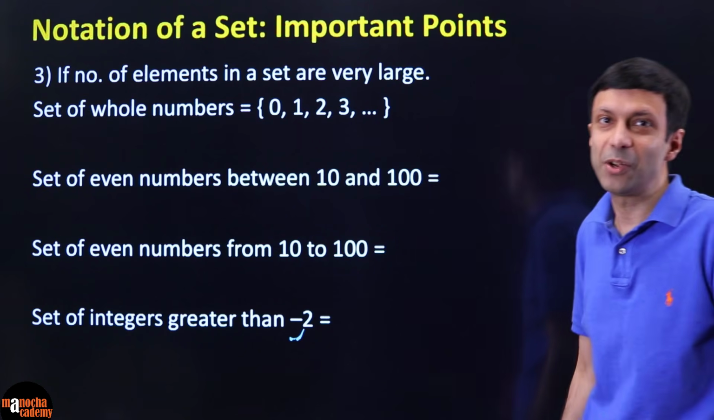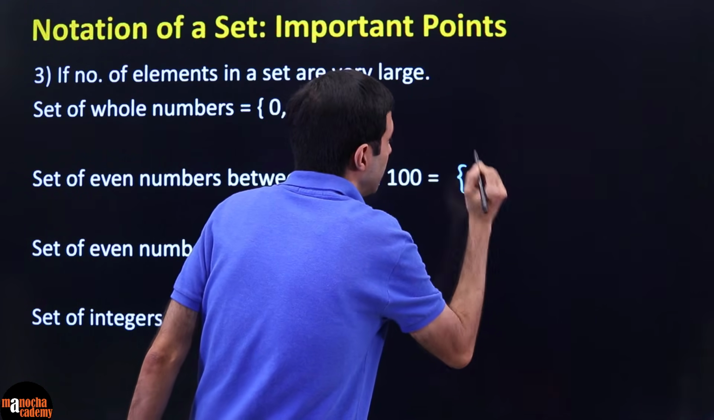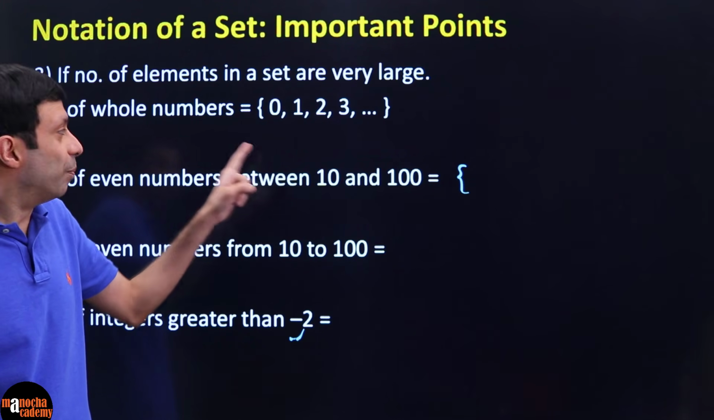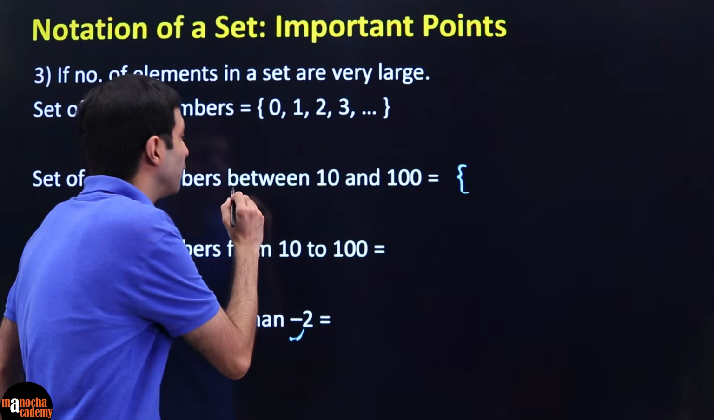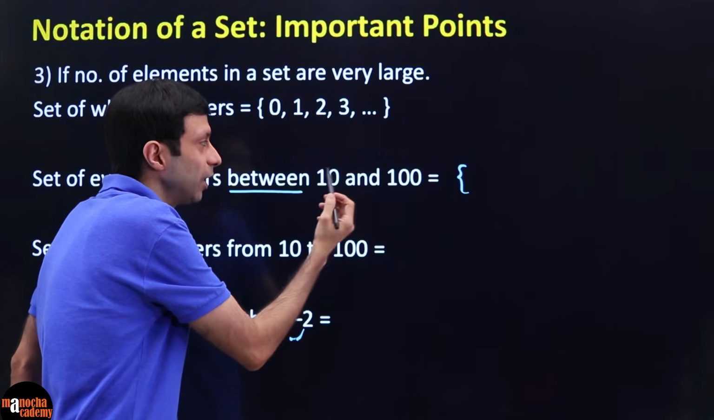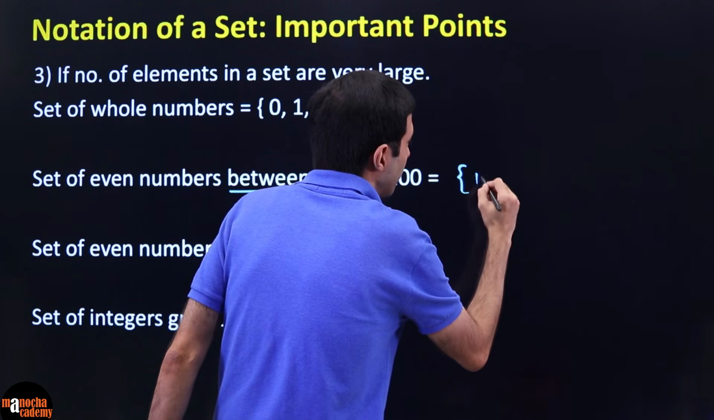So between 10 and 100, what are the even numbers? Again, first you put the curly braces for the set. 10 is an even number, but this is an important point in mathematics. When they say between, then you don't include 10 and 100. So don't include the first and last number. So we should start from the number 12.